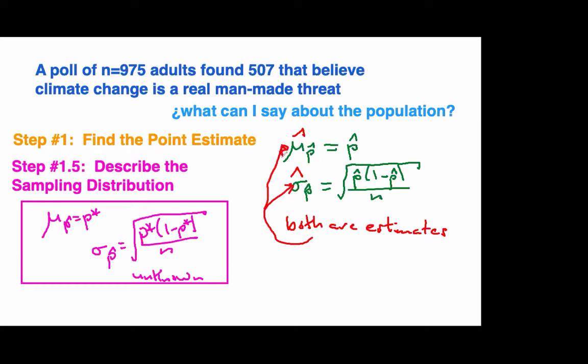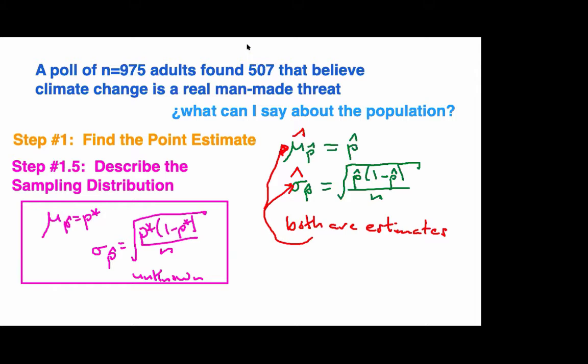Would the p hat be referring to k over n, so 507 over 975, which is 52%? That is exactly correct. Okay. Yep, that is exactly correct. All right, so again, these are the estimates for these values here.